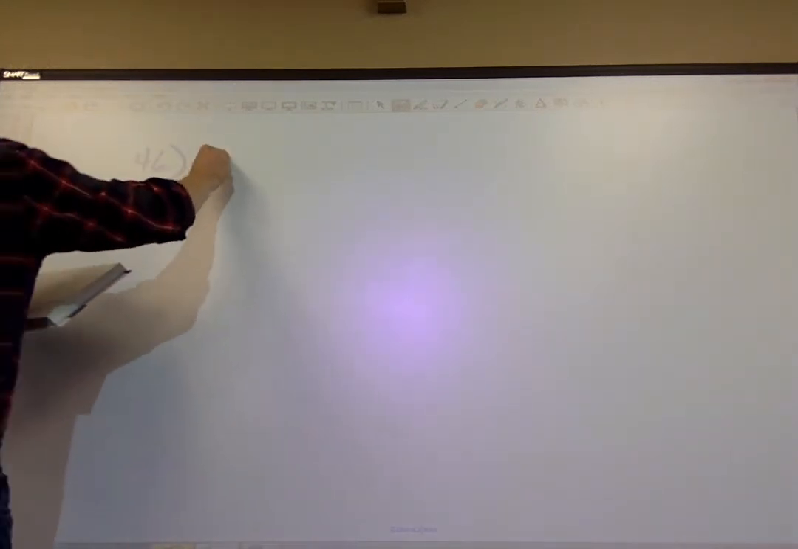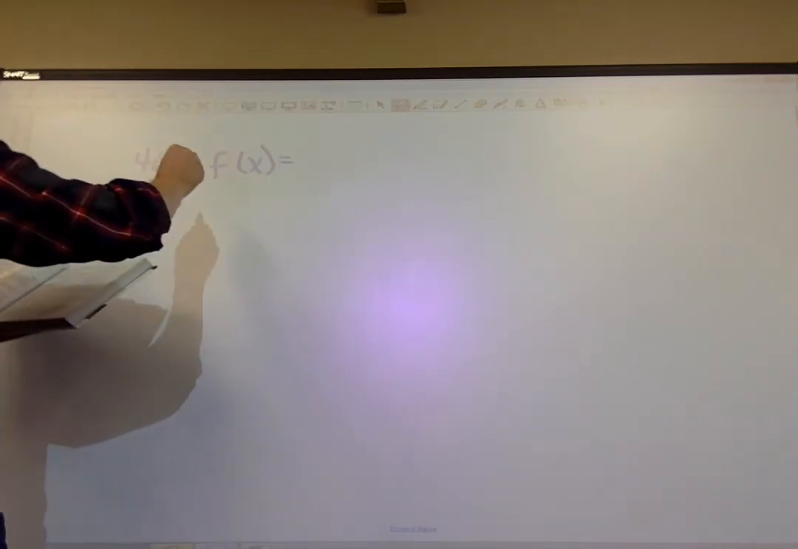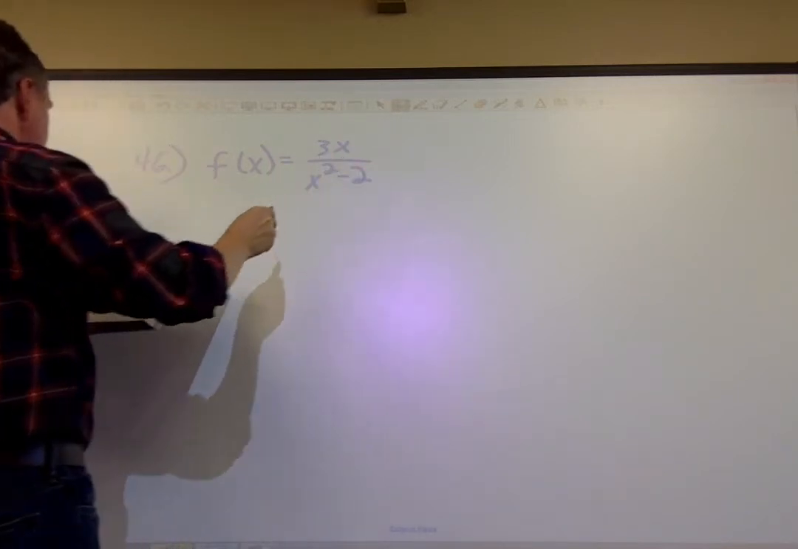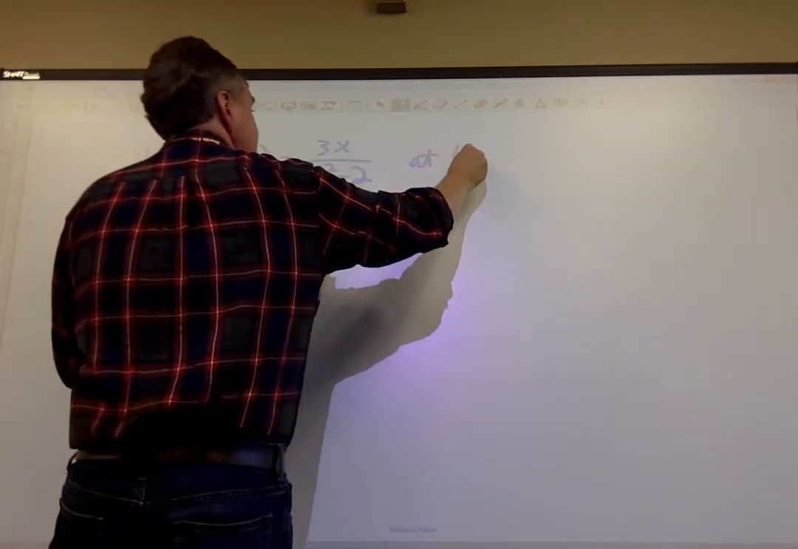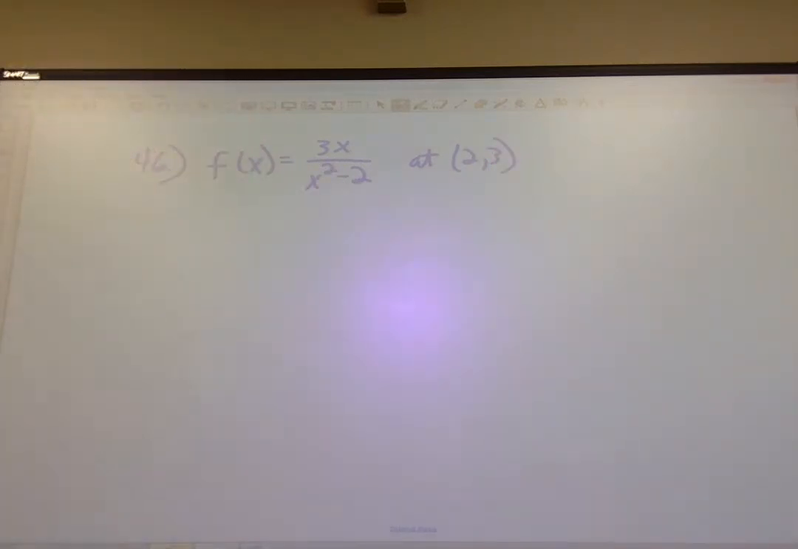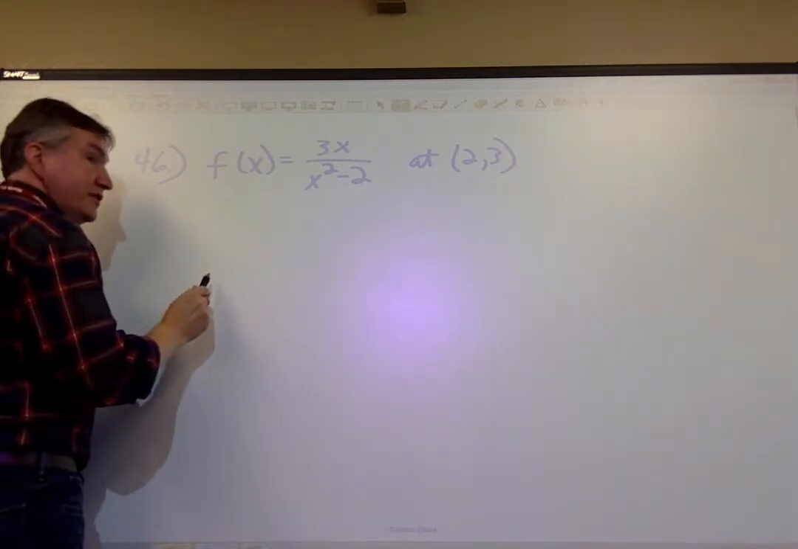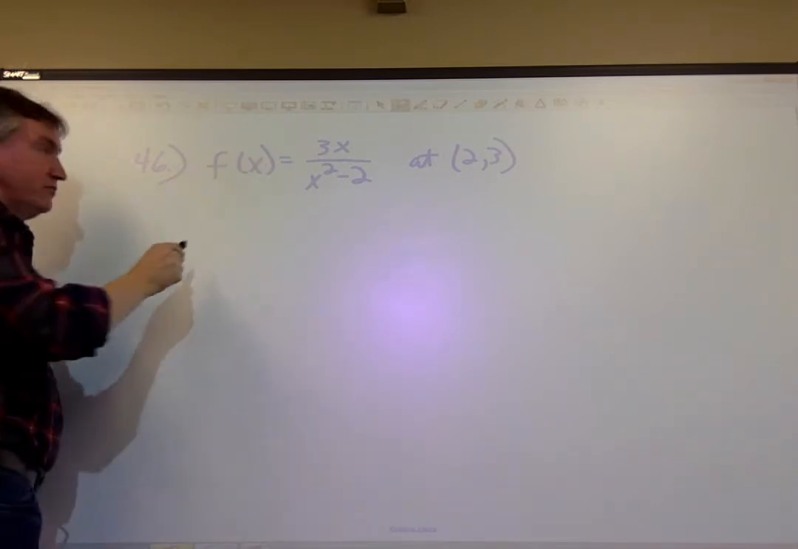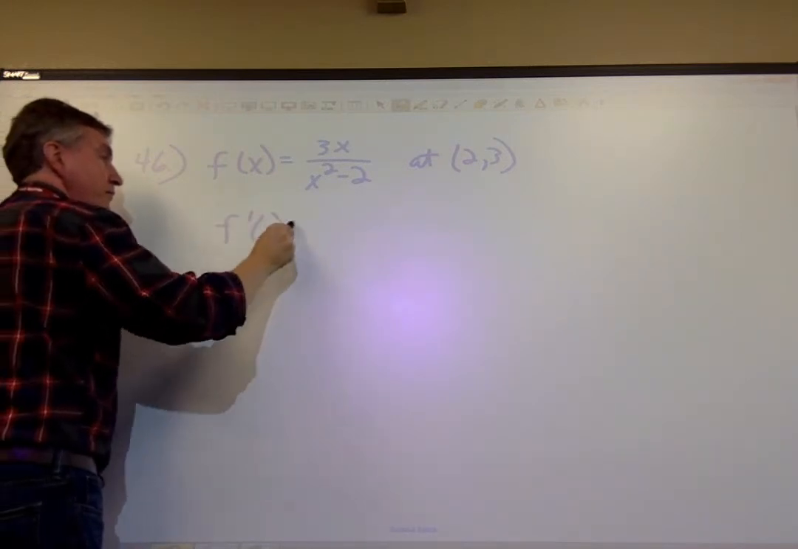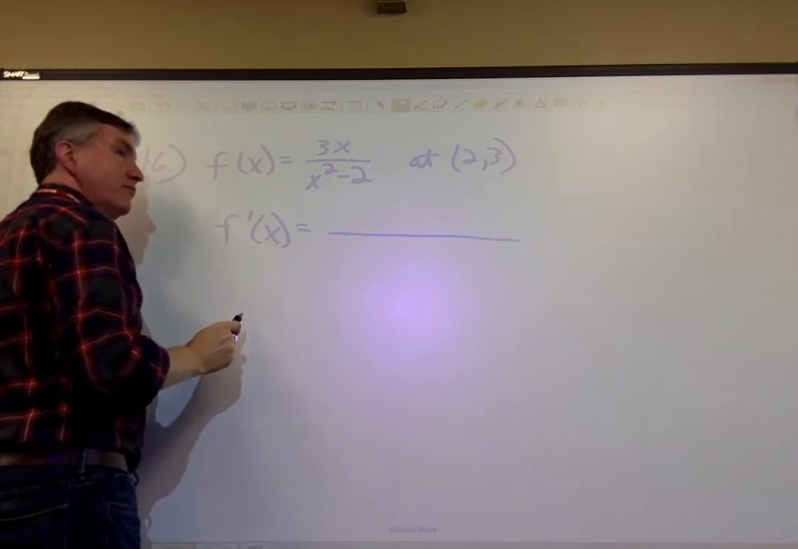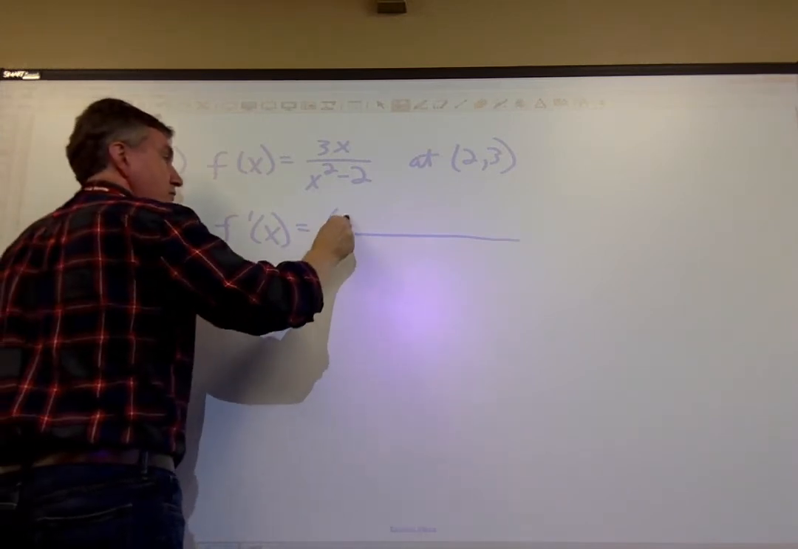It says f of x is 3x over x squared minus 2 at 2, 3. And we've got to find the equation of the tangent line at that point. Well, to find the equation of the tangent line, I need the slope of the tangent, which is found with f prime, right? Is this starting to be memorable now? Quotient rule.